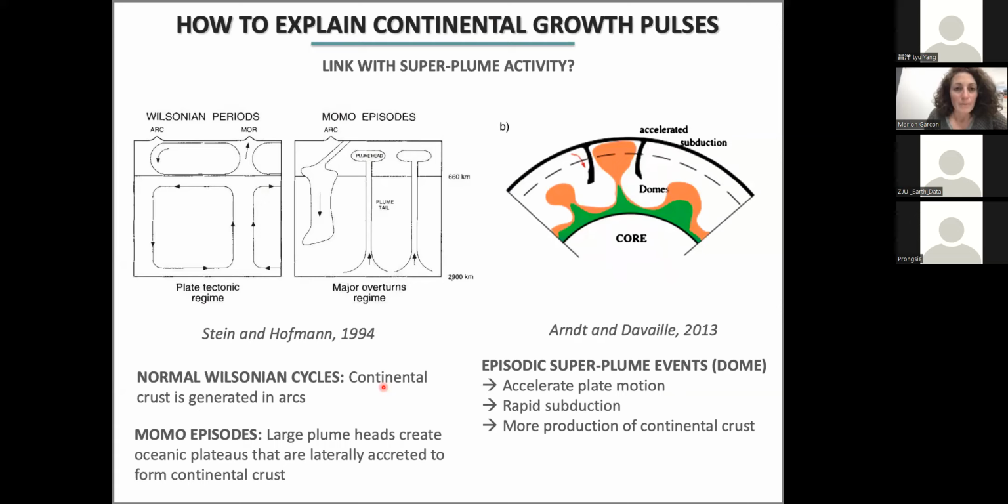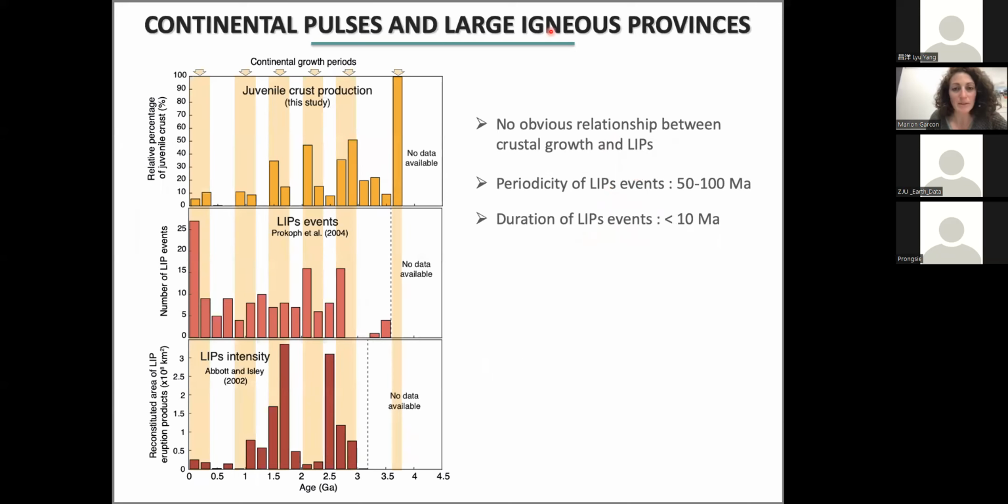The first thing is that many people have suggested that episodic continental growth could be linked to superplume activities. This is the case of the model of Stein and Hofmann here, or this one by Arndt and Davaille, where the episodic formation of superplumes would accelerate plate tectonics and then generate rapid subduction and more production of continental crust. So I tried to find a correlation between the peaks that I was seeing in the growth record and the large igneous provinces, which are supposed to be the product of superplume activities.